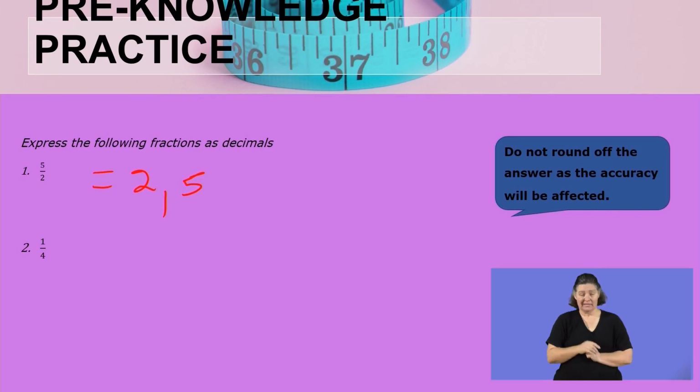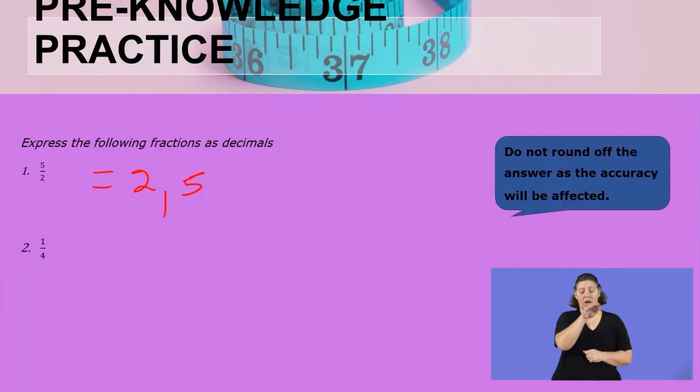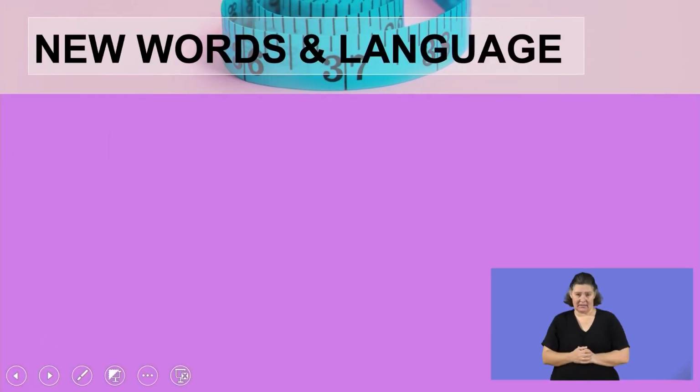2,5. Most importantly, do not round off the answer, as the accuracy will be affected. As you are expressing a fraction as a decimal, we only round off if the examiner says so. If not, then you don't have to round it off. Secondly, 1 divided by 4, let us press the calculator together. 1 divided by 4, the answer is 0,25. Then we've expressed the fractions as decimals.